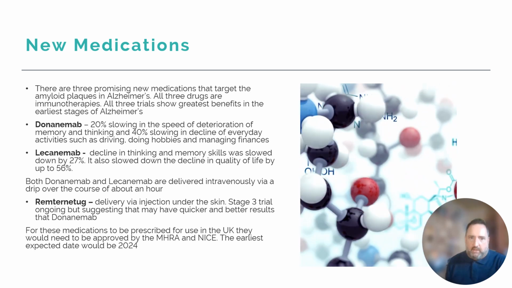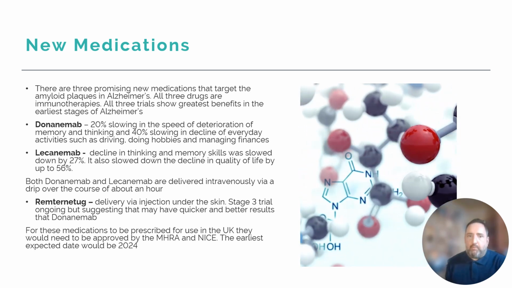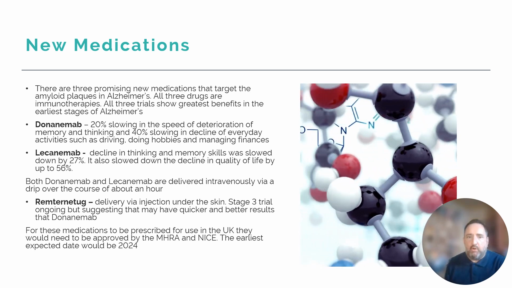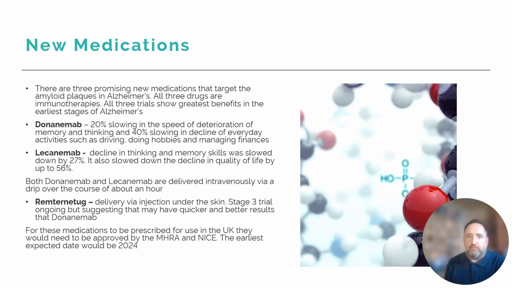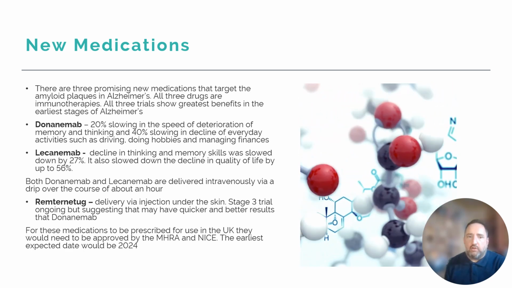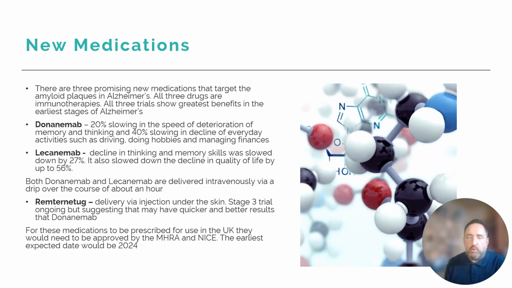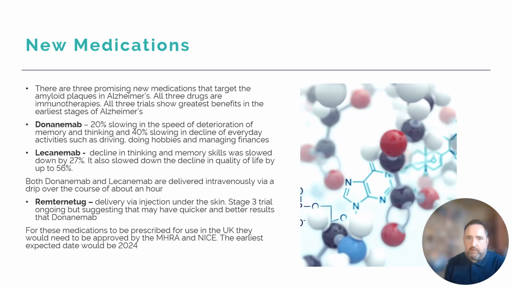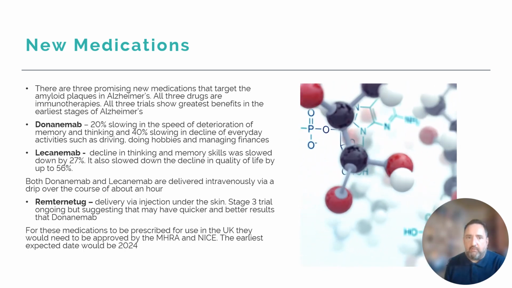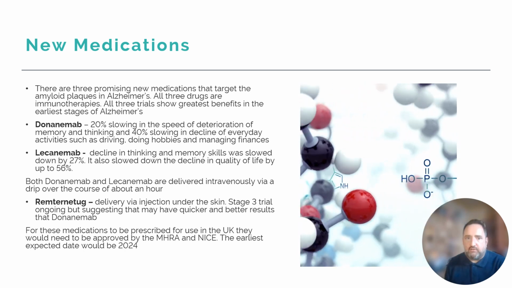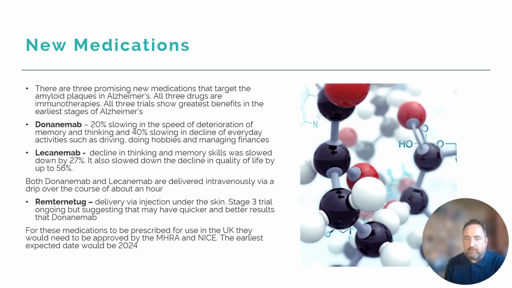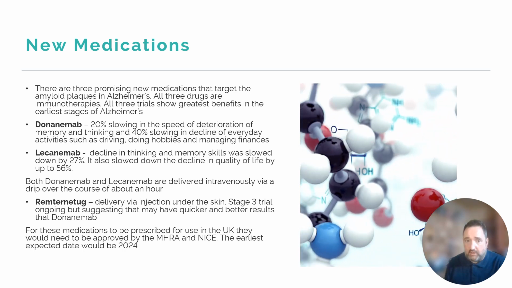There are some new medications. There are 3 promising new medications that target amyloid plaques in Alzheimer's. All 3 drugs are immunotherapies, and all 3 trials show greatest benefits at the earliest stage of Alzheimer's. So that's again that mild to moderate stage.